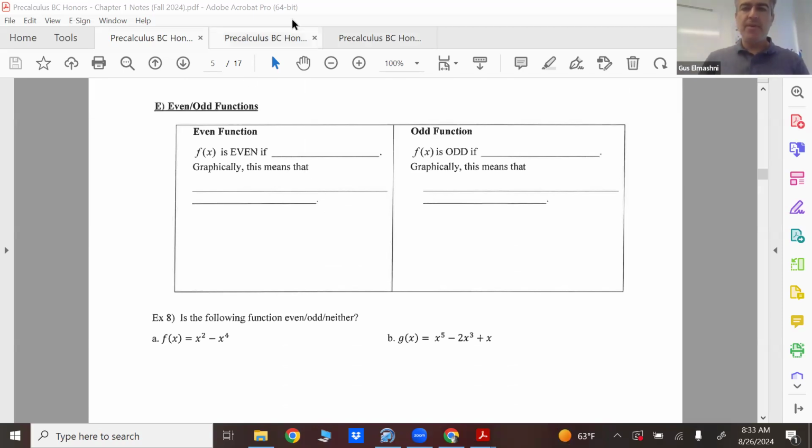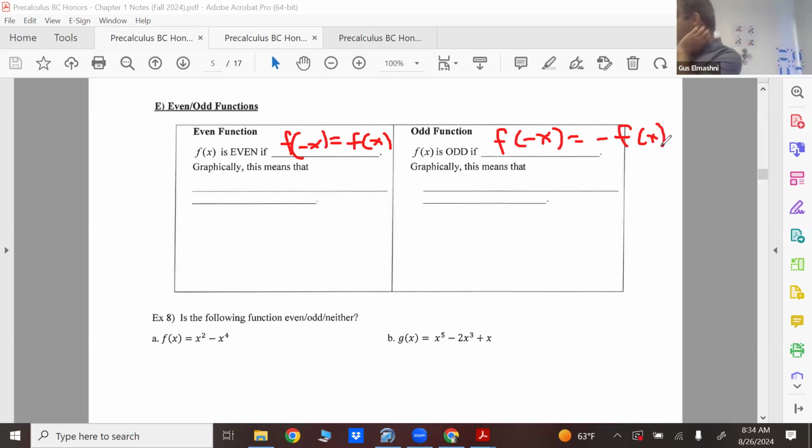It seems a little funny at first, but a function is even if this happens, and a function is odd if this happens. It might seem a little cryptic at first. Just bear with me. I'm going to clear things up in a moment. But if f of negative x equals f of x, that's called an even function. If f of negative x equals negative f of x, that's called an odd function.